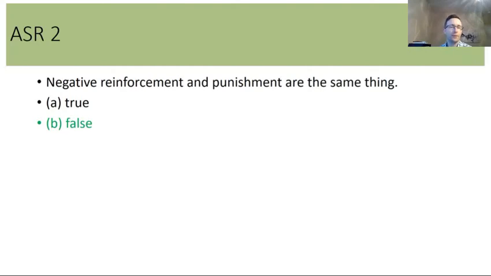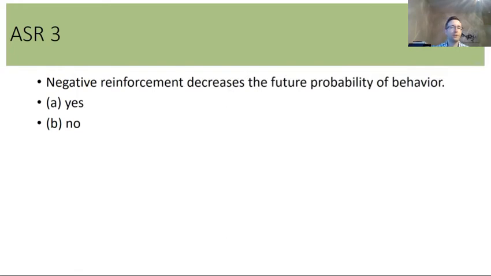Welcome back to Punishment of Operant Behavior. This is video part 2, beginning with ASR number 3. Negative reinforcement decreases the future probability of behavior.